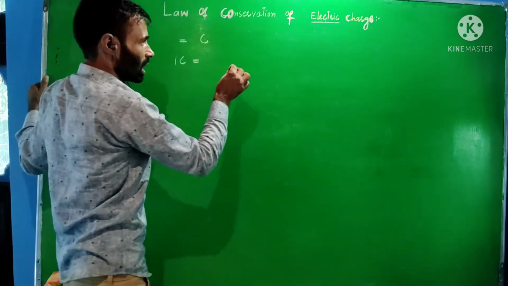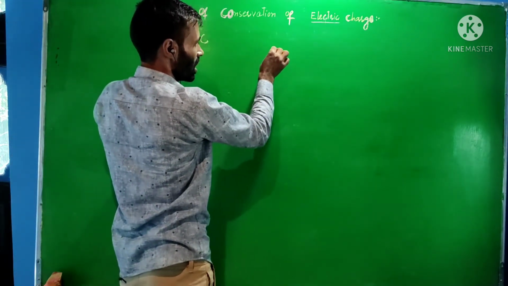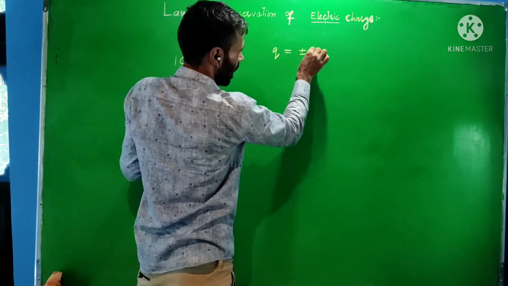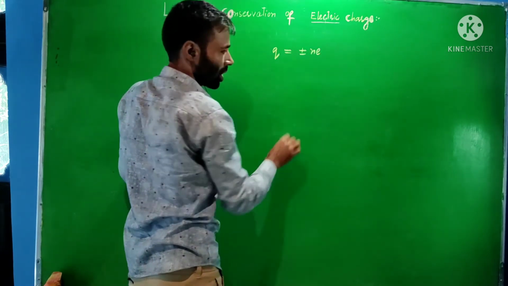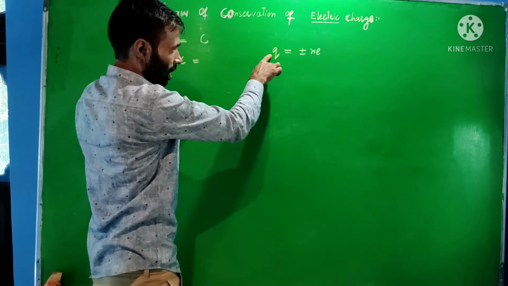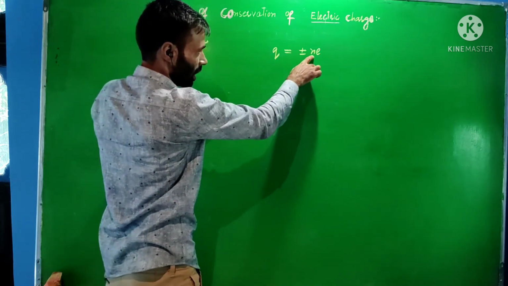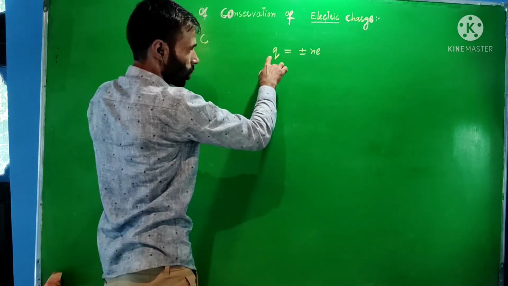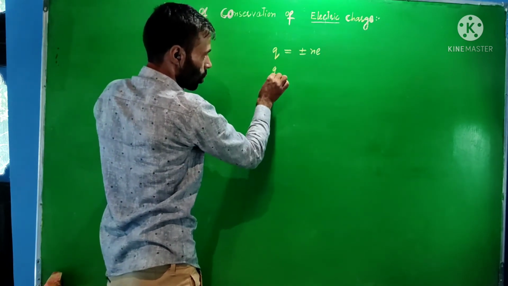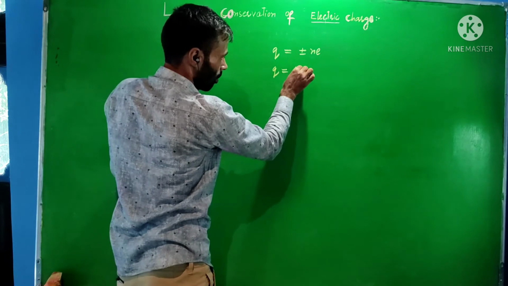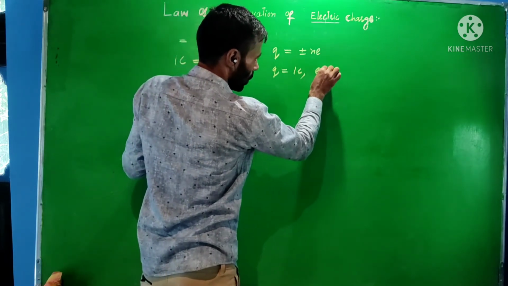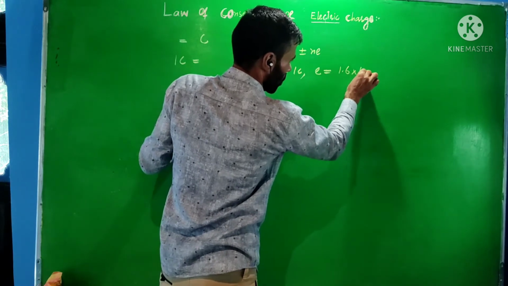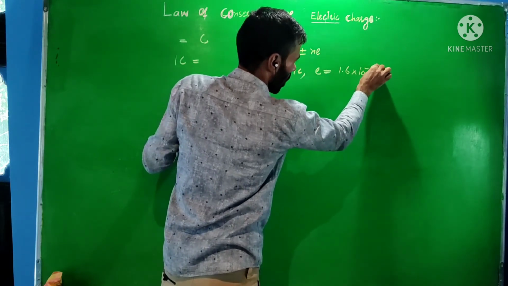We will use this equation: Q is equal to plus minus Ne, meaning quantization of electric charge. Here we have to calculate the number of electrons that will constitute 1 coulomb of charge. So Q is equal to 1 coulomb. After that, e we know is equal to 1.6 into 10 raised to power minus 19 coulomb.